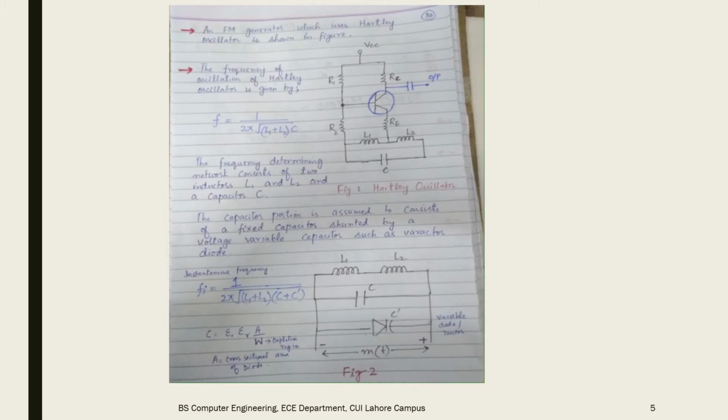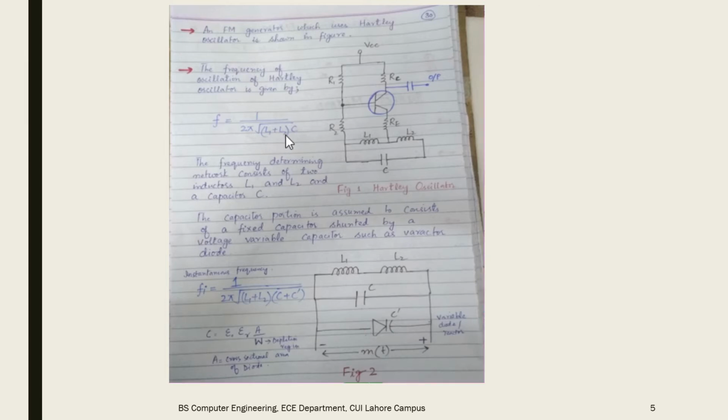An example of direct FM is shown in this figure, which is using a Hartley oscillator along with a varactor diode. The varactor diode is reverse biased. Its capacitance is dependent on the reverse voltage applied across it. The frequency of oscillations of the Hartley oscillator is given by this formula. Here we have 1 over 2 pi square root of (L1 plus L2) times C.